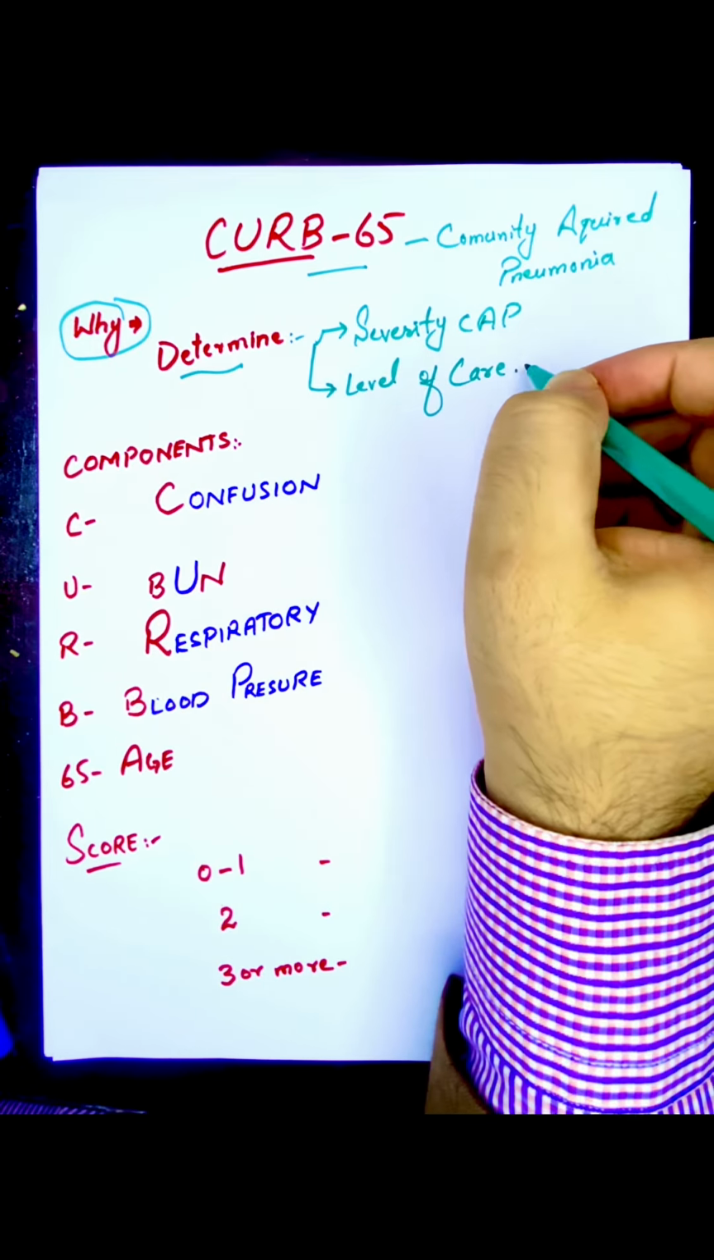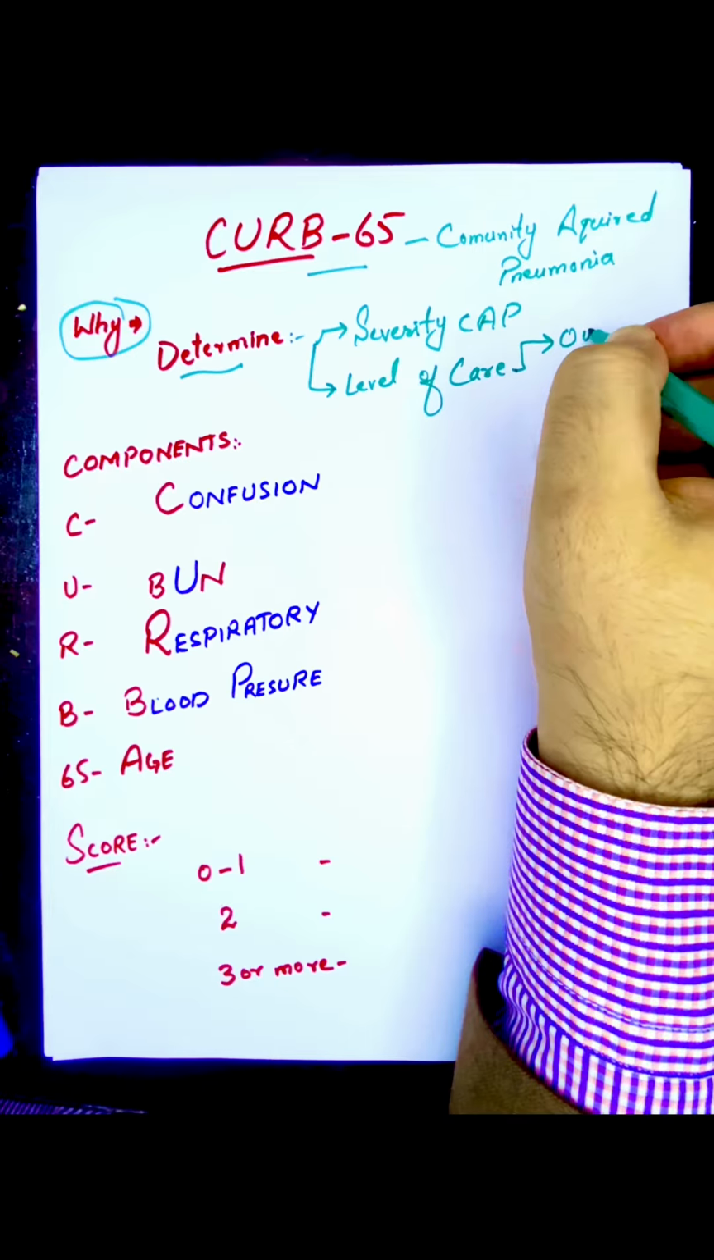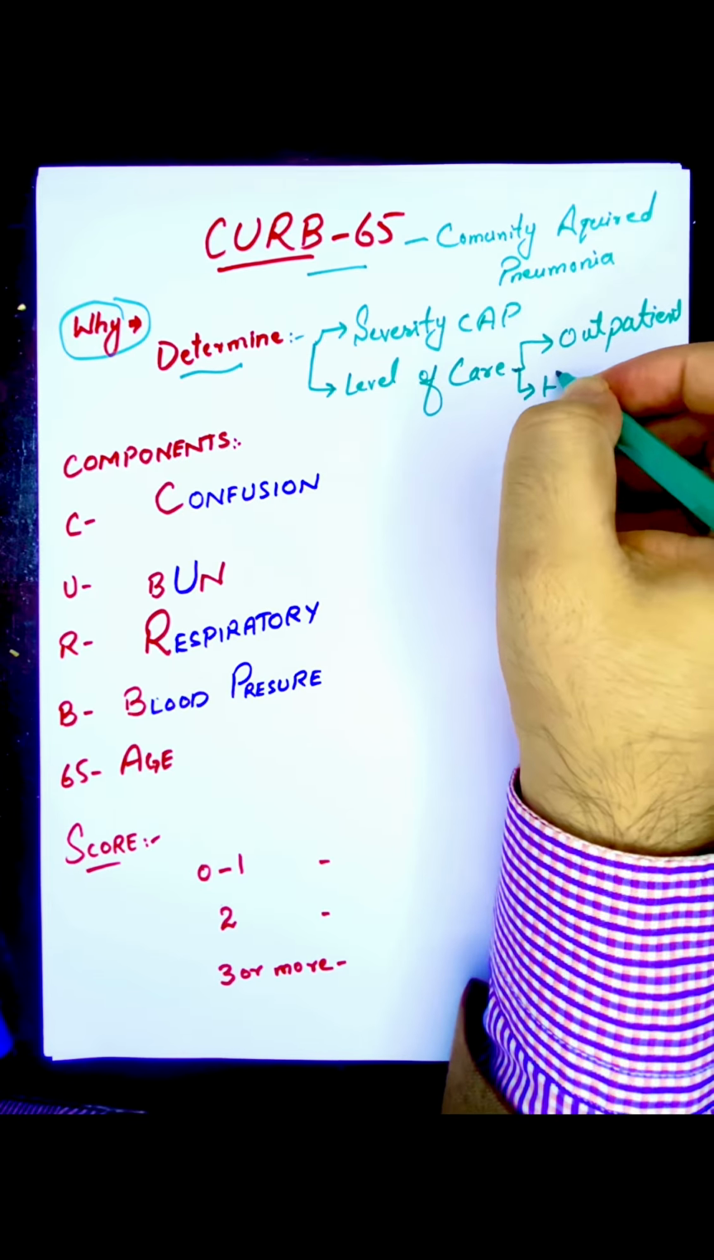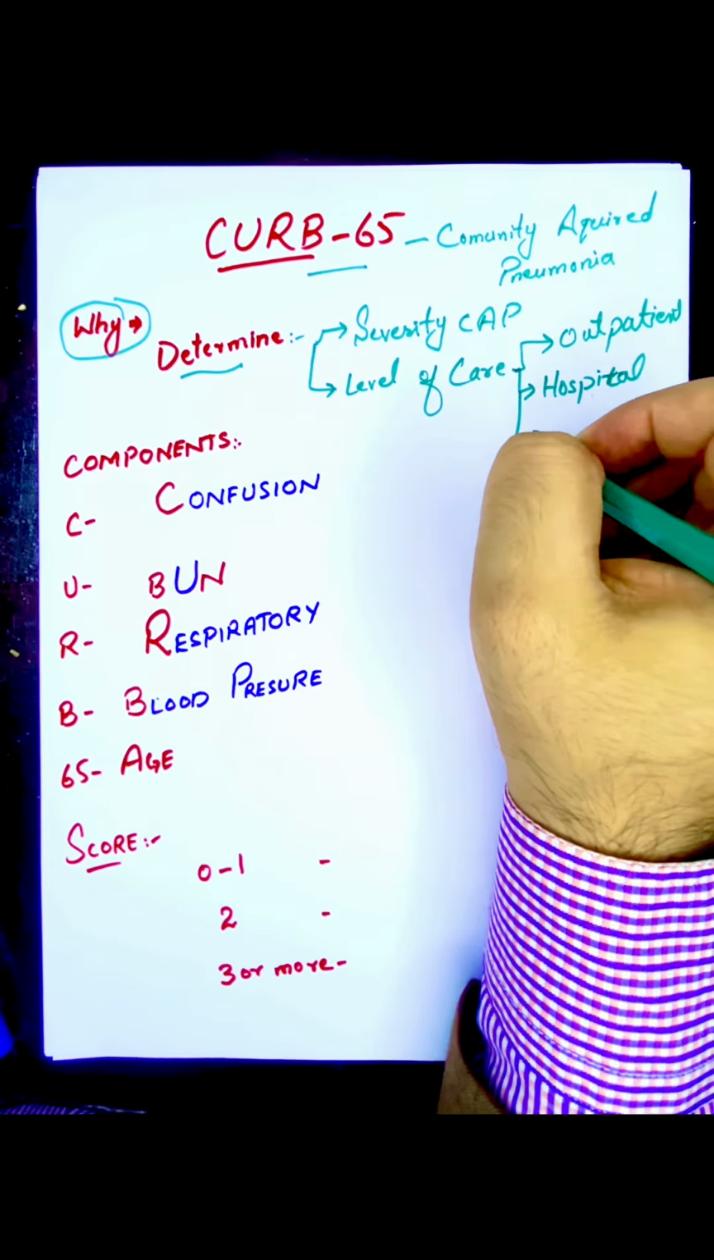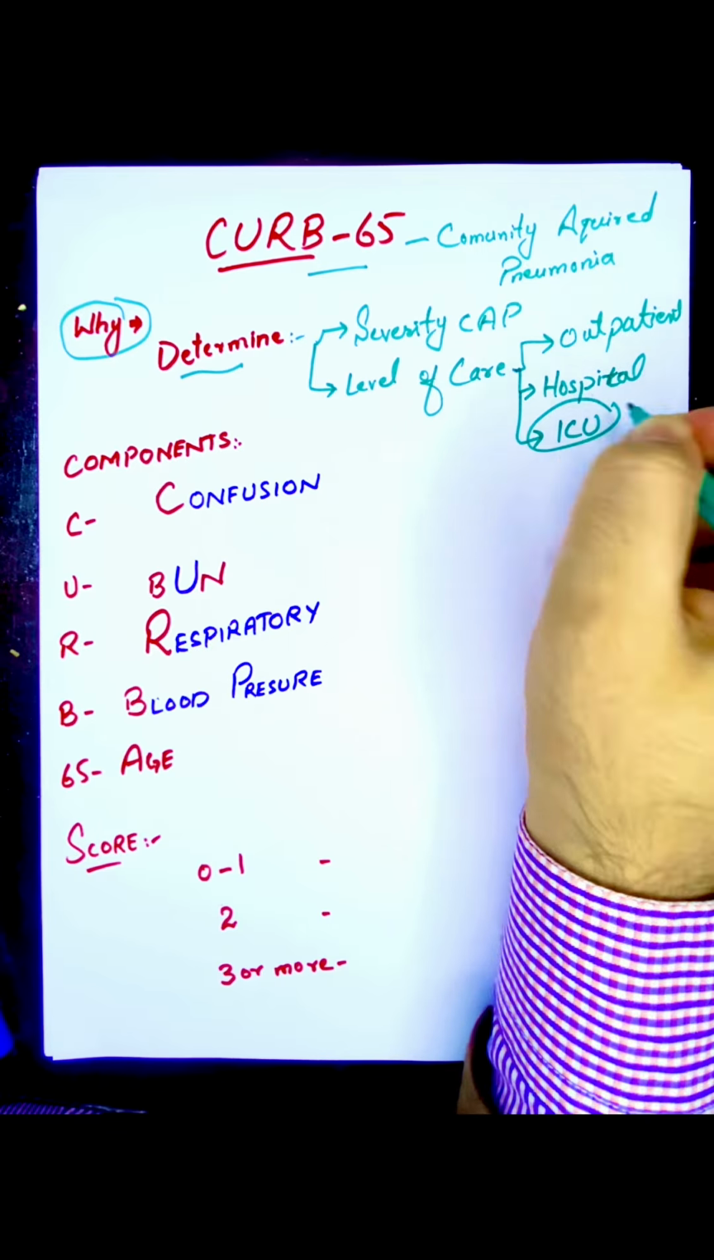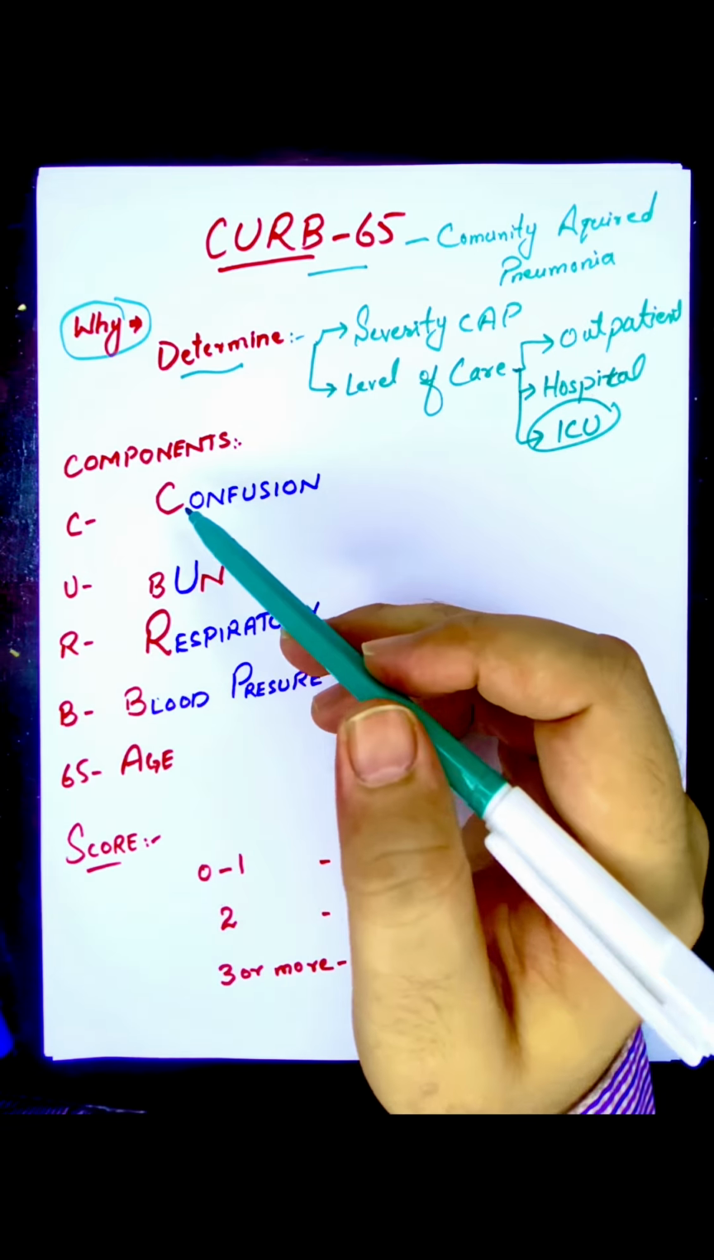It determines whether the patient has to be dealt with as an outpatient, or whether the patient needs hospitalization in a general medical ward, or whether the patient may need the care of an ICU. So what are the components of the CURB-65 score?